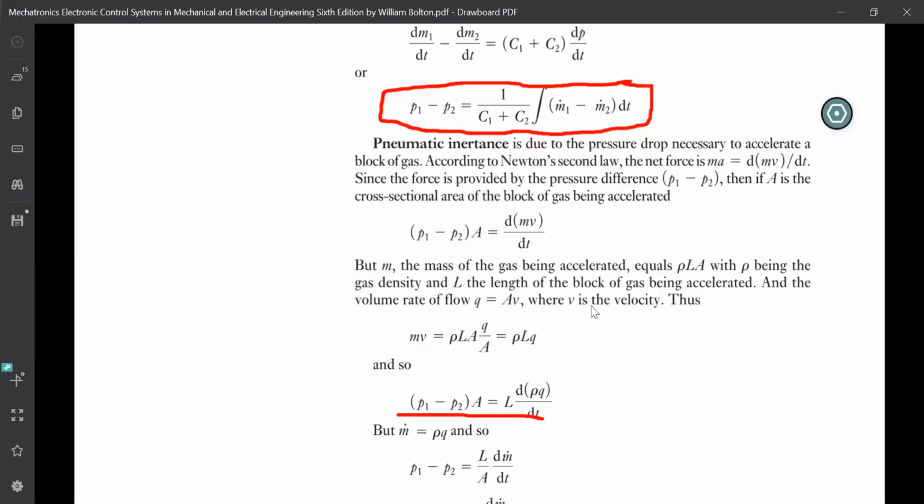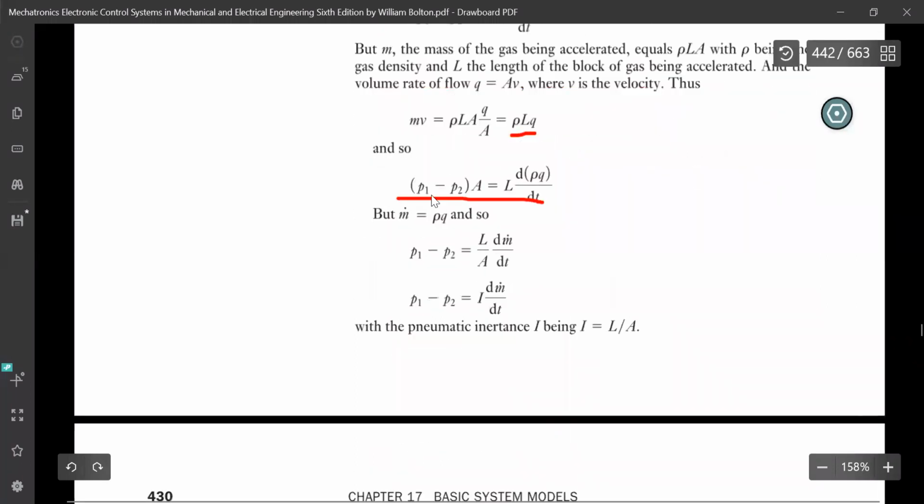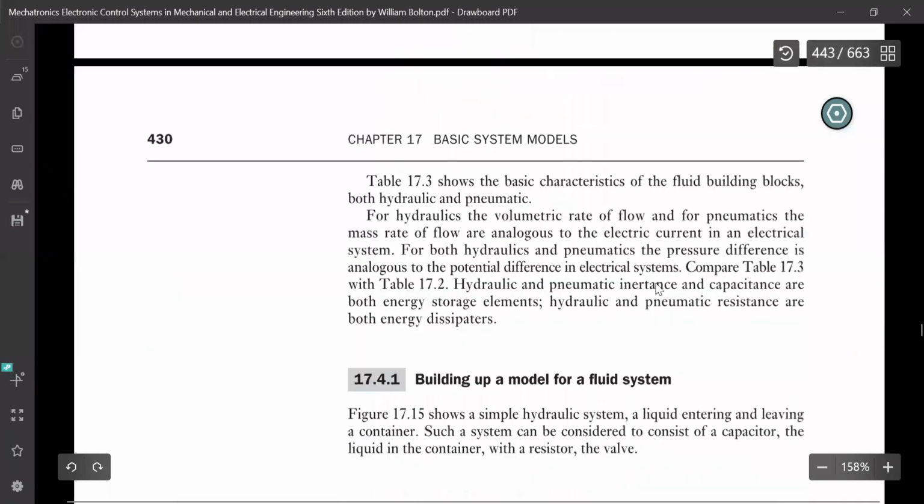But m, the mass of the gas being accelerated, equals rho LA, where rho is the gas density and L is the length of the block, which we have also done for the liquid case. And the volume flow rate will be equal to area into velocity, which we already have done in the liquid case. So mv is equal to rho LA into Q by A, where A cancels out with A. So mv is equal to rho L Q. And so (P1 minus P2) into A is equal to L d(rho Q) by dt, but m dot is equal to rho into Q. And so finally P1 minus P2 is equal to I dm dot by dt, and I, being the inertance, is equal to L by A. So these are some of the terms that you must remember.